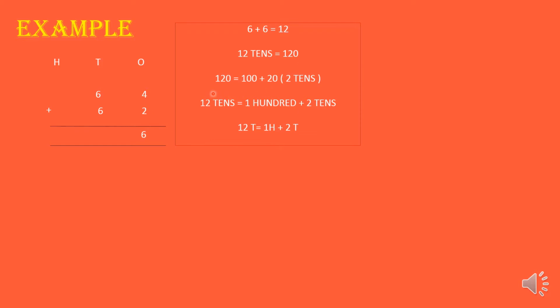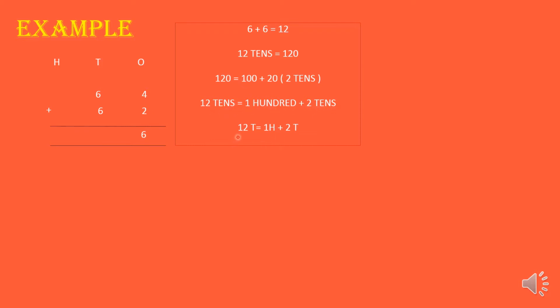Okay, in 120, how many hundreds are there? How many tens are there? In 120, 100 is there plus 2 tens are there. 2 tens are equal to 20. So in 120, 100 is there, 2 tens are there. 12 tens is equal to 100 plus 2 tens.